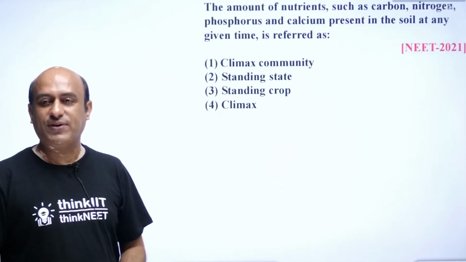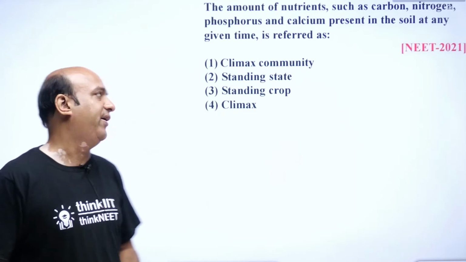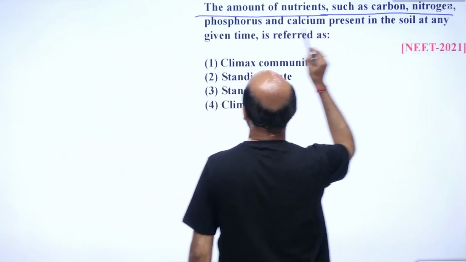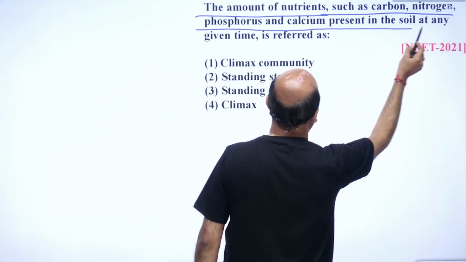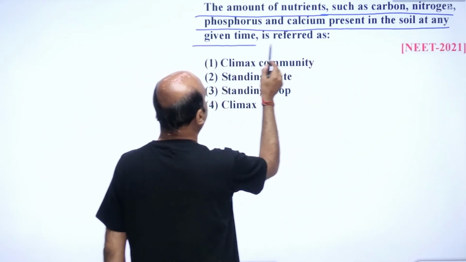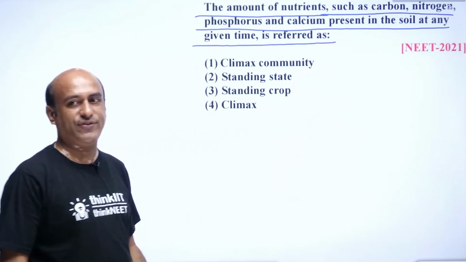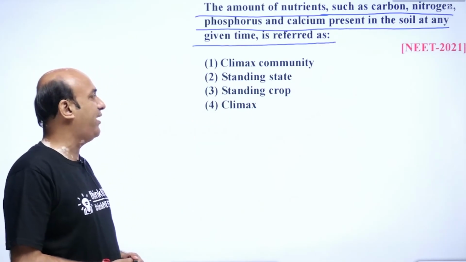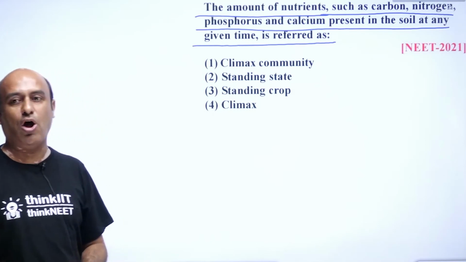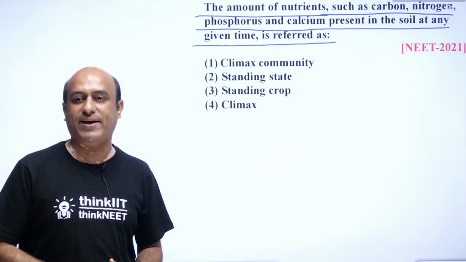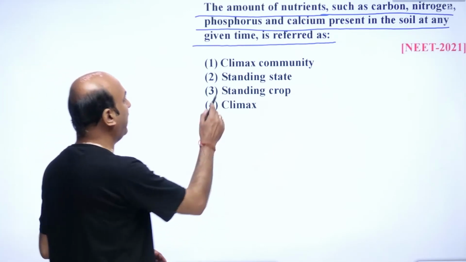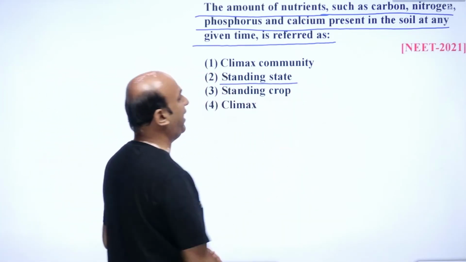Now student, let us come to the next question. Here the question is, the amount of nutrients such as carbon, nitrogen, phosphorus and calcium present in the soil at any given time is referred as. Here the options are option number 1 climax community, option number 2 standing state, option number 3 standing crop, and option number 4 climax. So student, here which option is the correct one? The correct answer is option number 2 standing state.